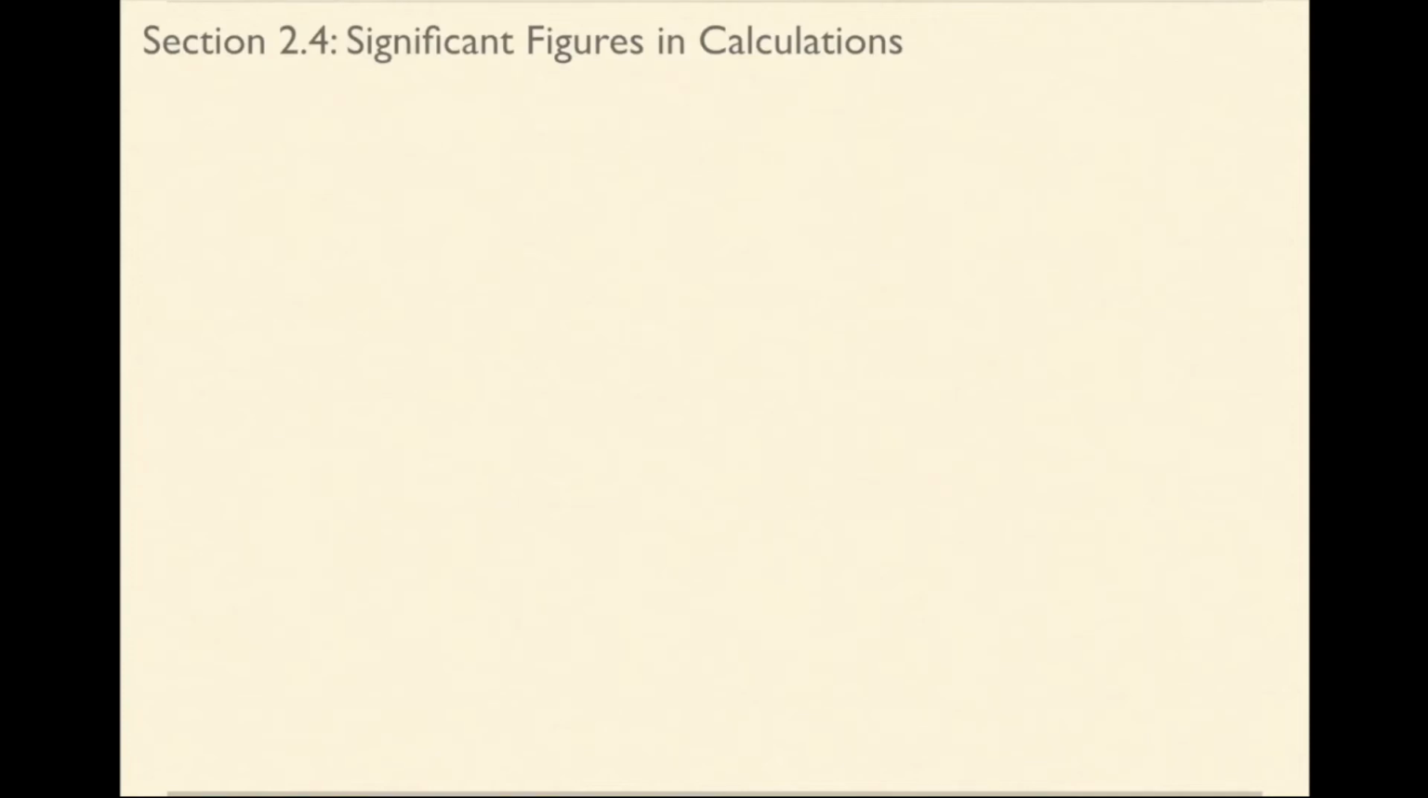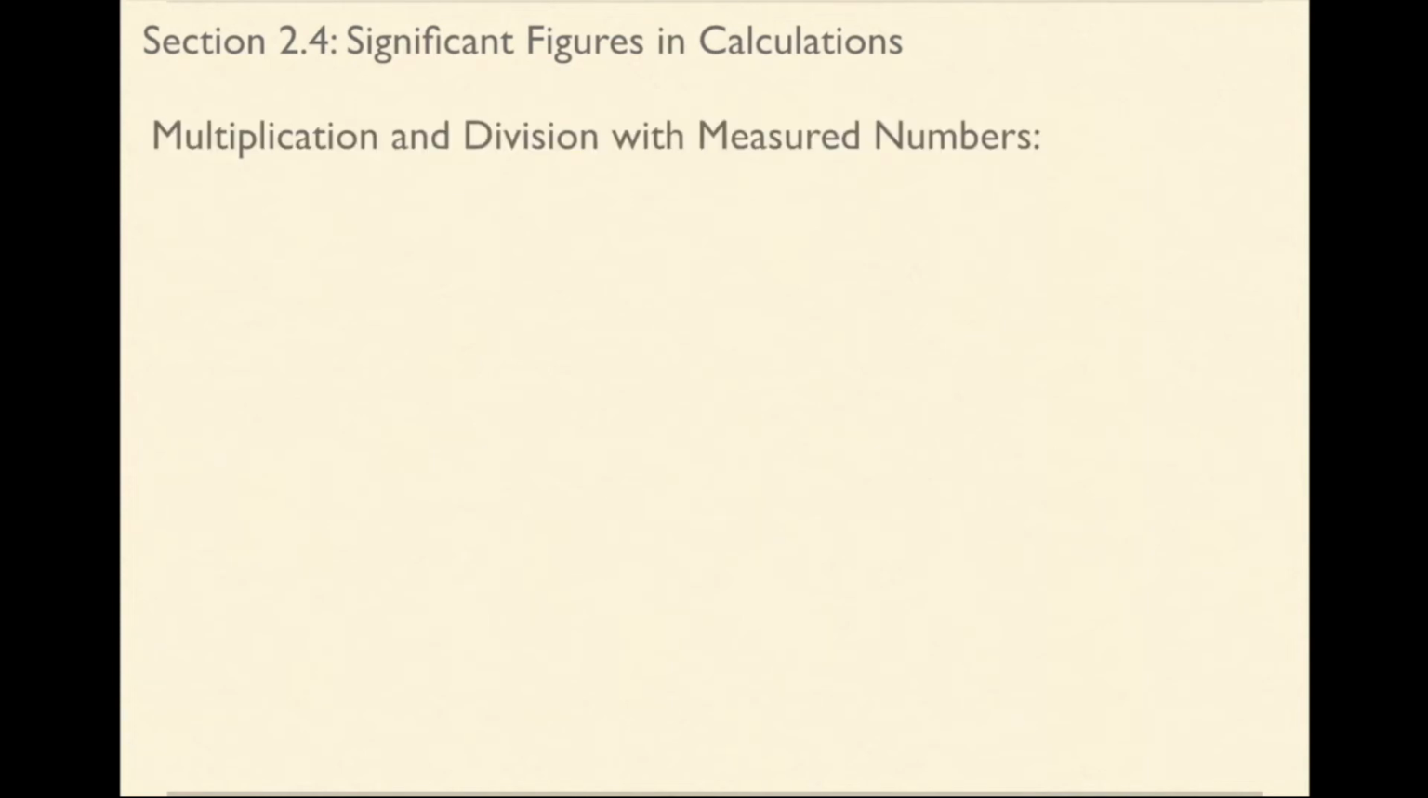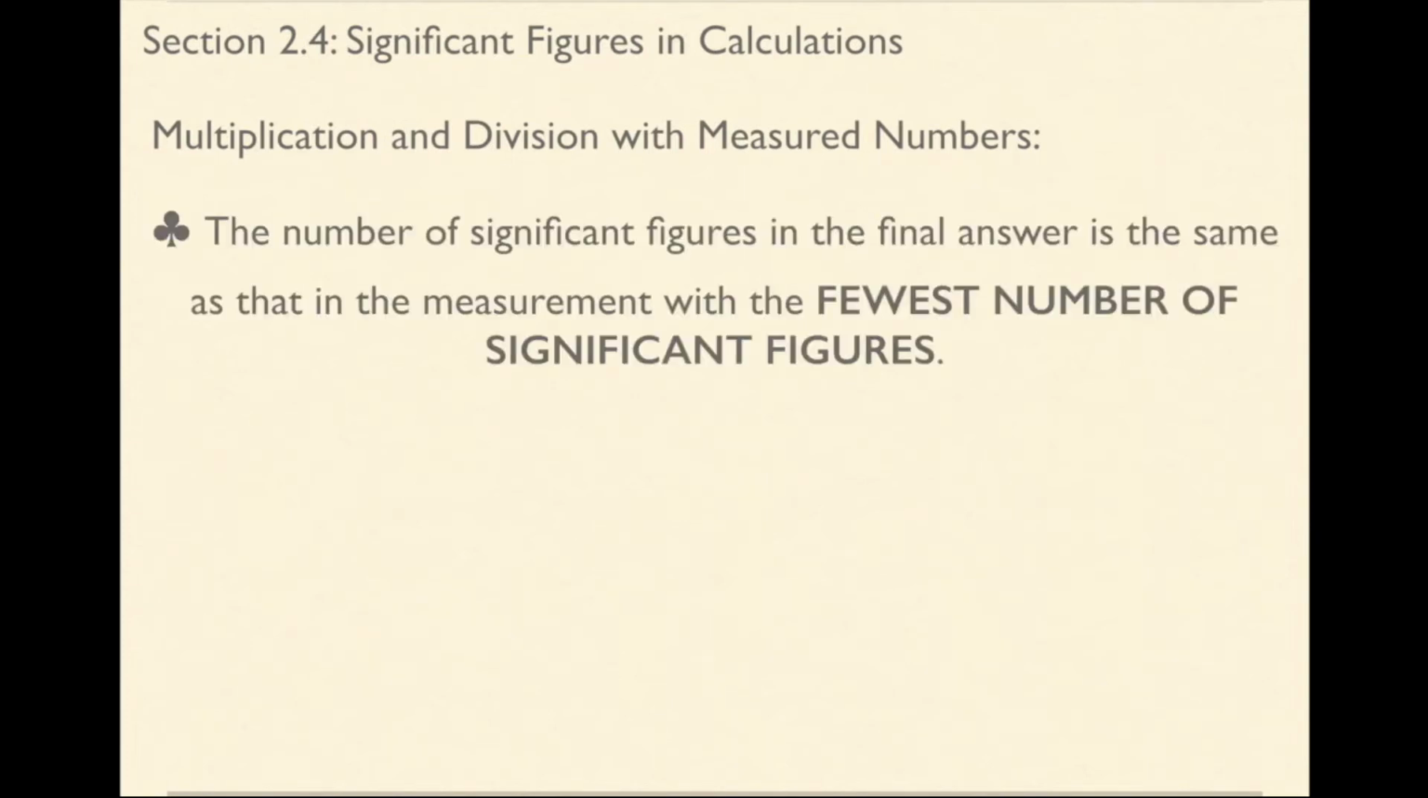The next thing that we're going to be talking about and what we're going to be using throughout this class is significant figures and calculations. So whenever you complete a calculation in this class, your final answer is going to have to be rounded. And the way that you round it is based on either significant figures or decimal places, depending on what you are doing in your final calculation. So if your final calculation is multiplying or dividing, the number of significant figures is going to be the same as the measurement with the fewest number of significant figures.